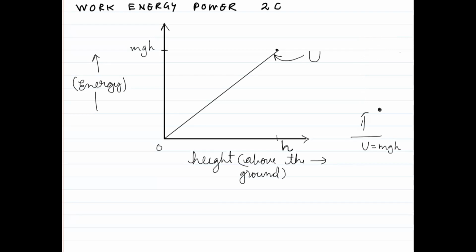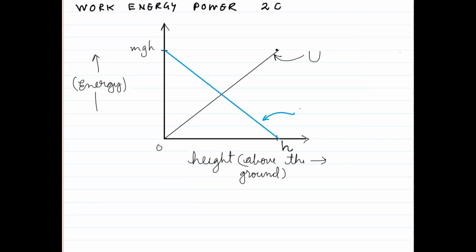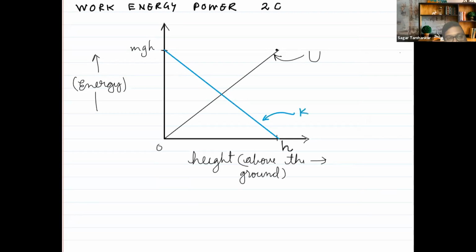Okay, so let me draw another line, and for that I'm using another color, and that line I'm going from here to here. Okay, so the question is, what is this representing? Kinetic energy. Okay. So as you go from a lower height to a greater height, the energy is decreasing, and that is what this line indicates. So as you go from left to right, energy value decreases. So this is showing us kinetic energy.